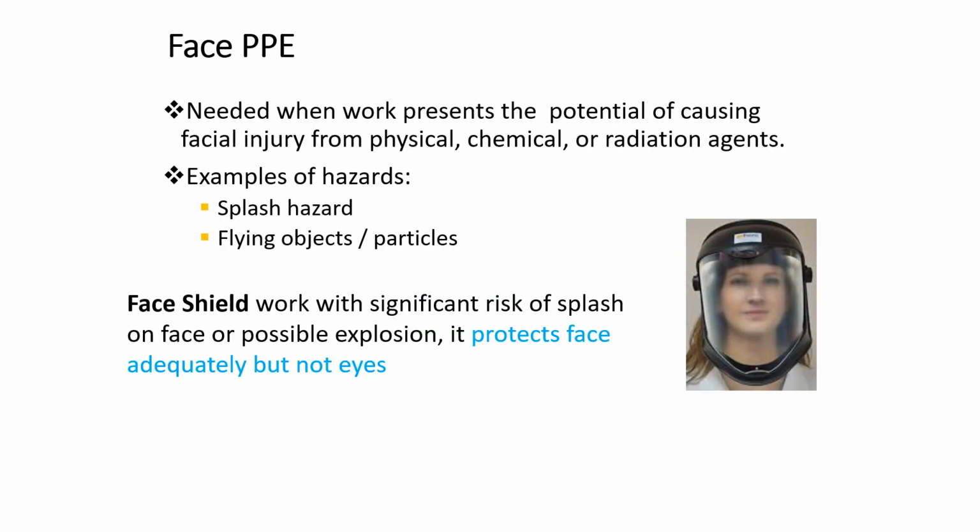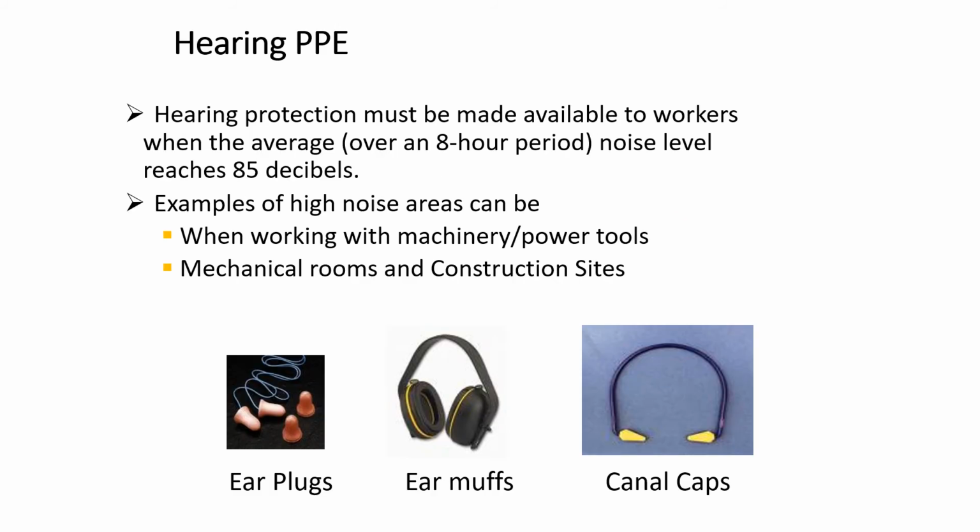And of course there is certain face PPE that is also needed when you are working with certain chemicals or radiations, and there are chances of flying objects or particles that can hurt your body, the face especially. So the face shield is especially used to protect the face, and not only the eyes, so it is better to use this for certain dangers.